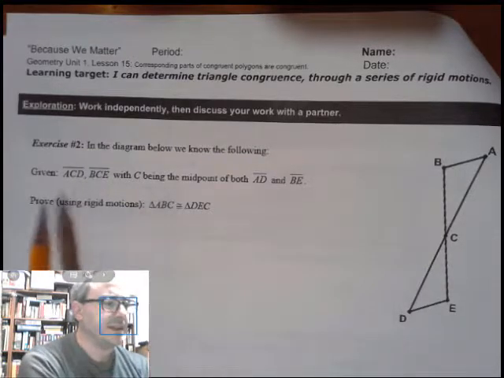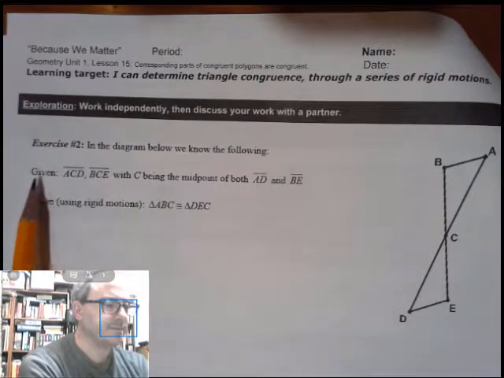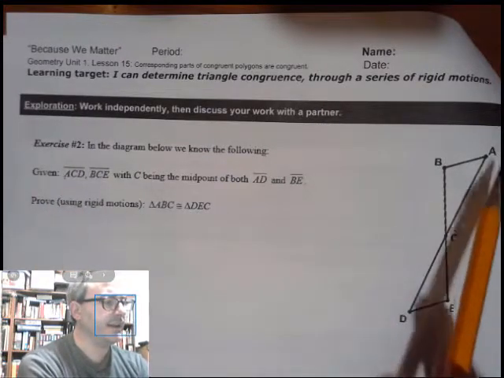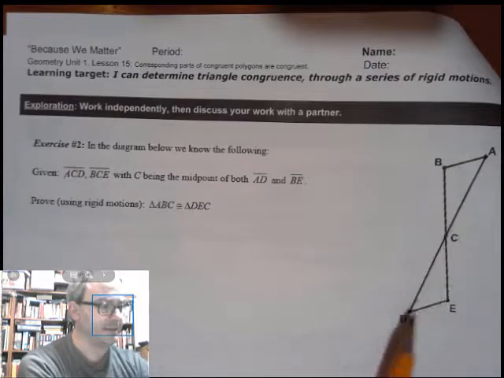Exercise 2. In the diagram below, we know the following. Given line segment ACD, let's find that. ACD, okay, this line segment here.